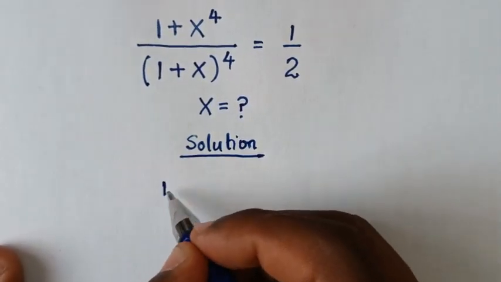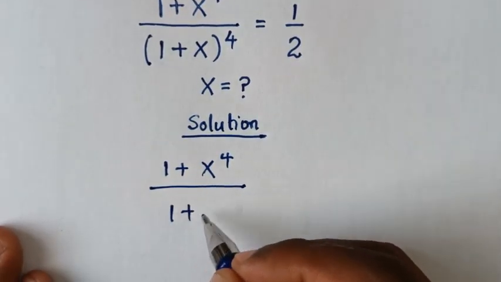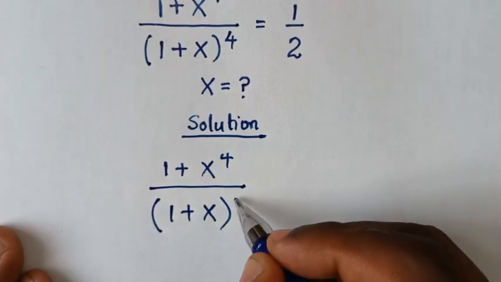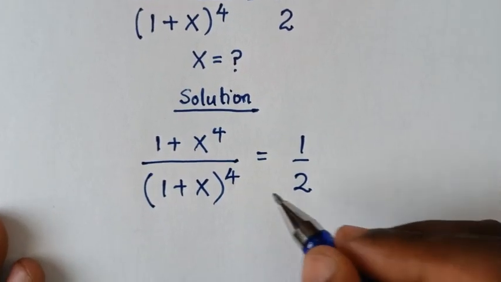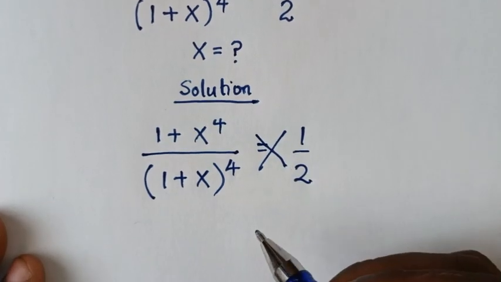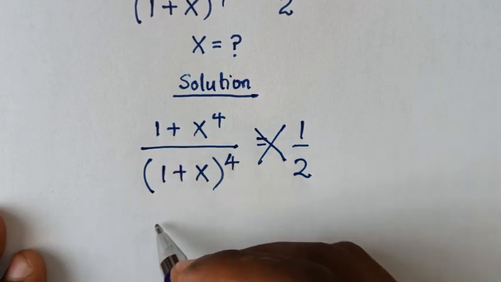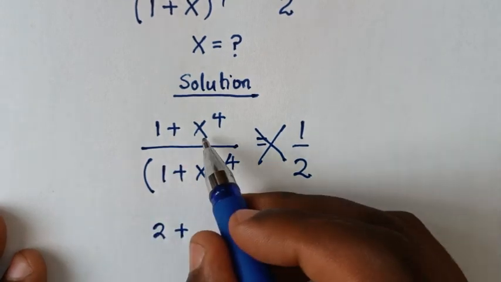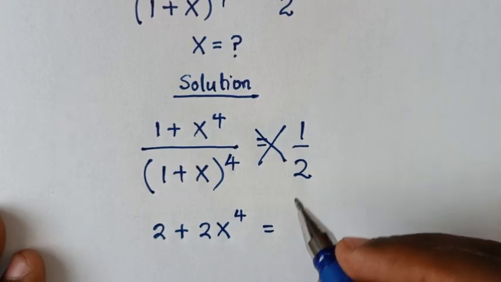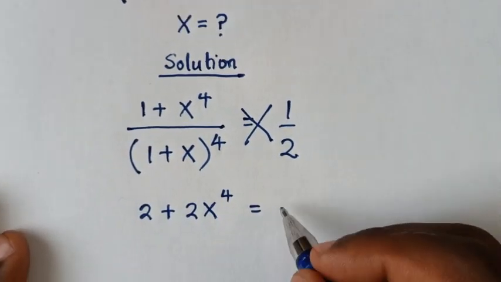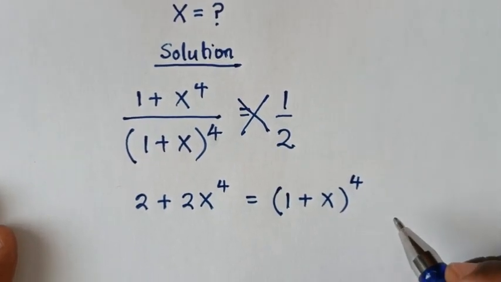From our problem, (1 + x^4) over (1 + x)^4 is equal to 1 over 2. In the first step, we'll cross multiply. So it will be this (1 + x^4) times 2. 2 times 1 is 2, plus 2 times x^4, it is 2x^4. Then is equal to 1 times this, it will be (1 + x)^4.